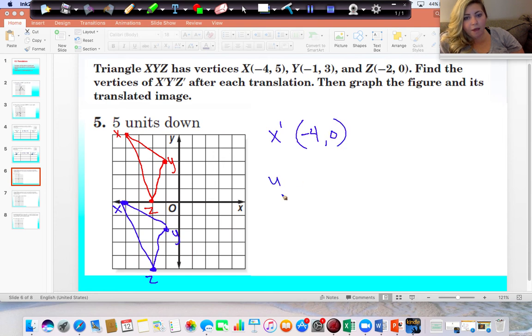Okay, the new y is negative 1, negative 2. And the new z is negative 2, negative 5.